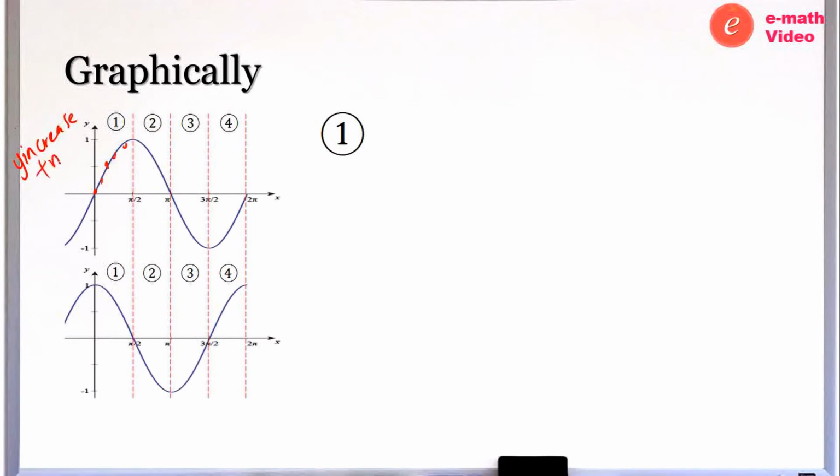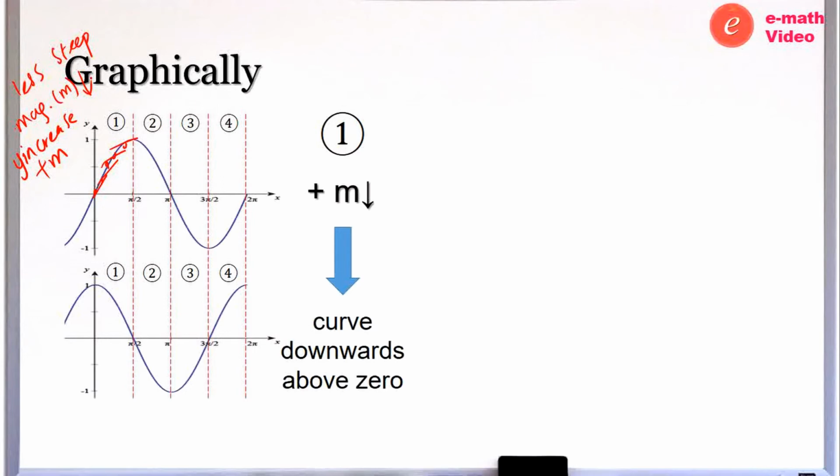So we say it has a positive gradient. However, we can also see that the graph becomes less and less steep. So the magnitude of the gradient decreases. Generally, we will just write positive gradient decreasing. Therefore, the derivative graph will curve downwards above 0. And we just have to check the cos graph. We can see that it is true.